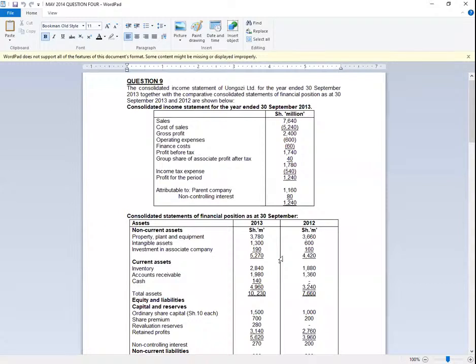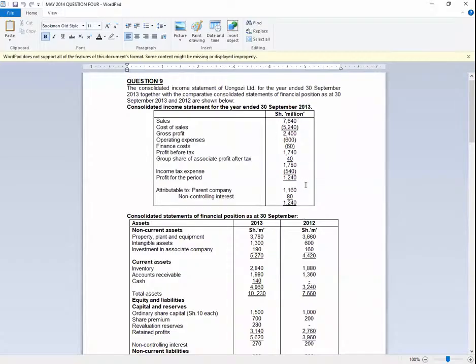We are told here the consolidated income statement of Uongozi Limited for the year ended 30th September 2013, together with the comparative consolidated statements of financial position as at 30th September 2013 and 2012 are shown below. Remember, for me to be able to do a cash flow statement, you must give me two things. You must give me the current year's income statement. I don't need comparatives. Like here, they have given me the consolidated income statement for one year alone.